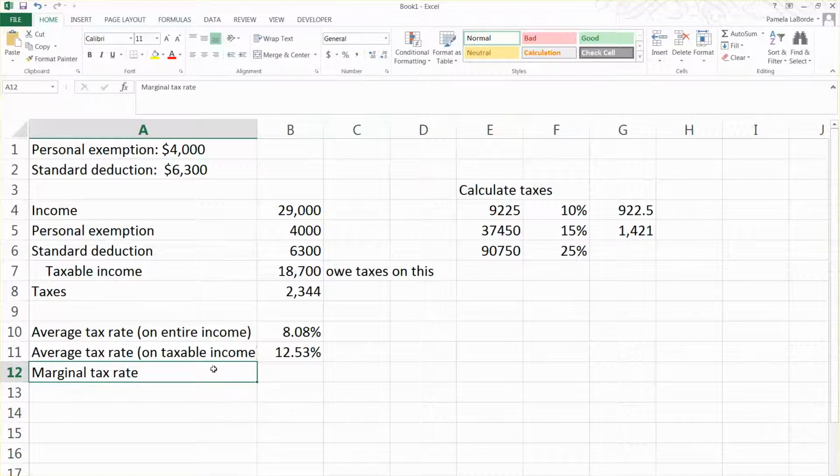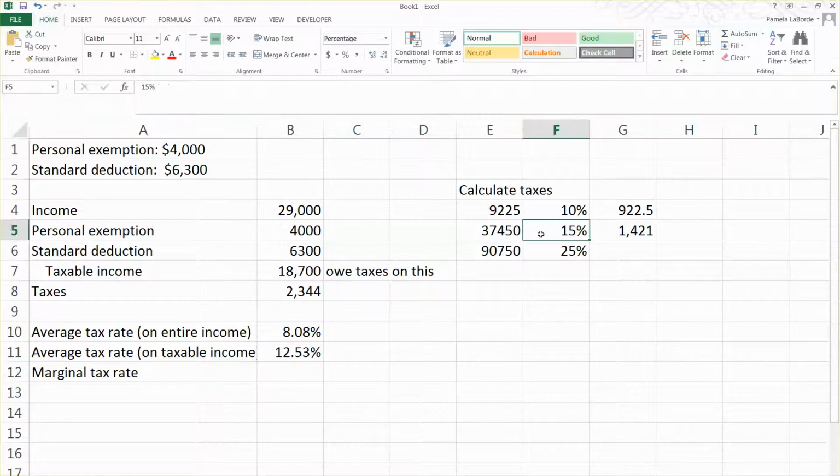So the marginal tax rate is going to be the highest bracket that you fall into when I look it up on that table. So in this case, the marginal tax rate was 15% because they didn't earn enough to pop them into this bracket because they only earned $18,700, so they paid 10% on $9,225 and 15% on the amount above that they earned. So their marginal tax bracket was 15%.